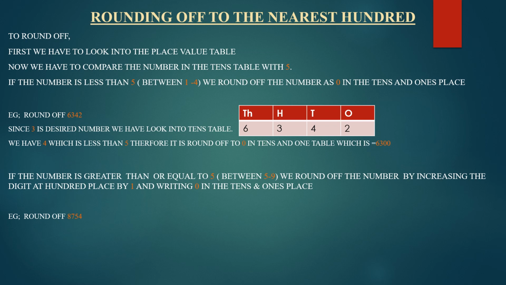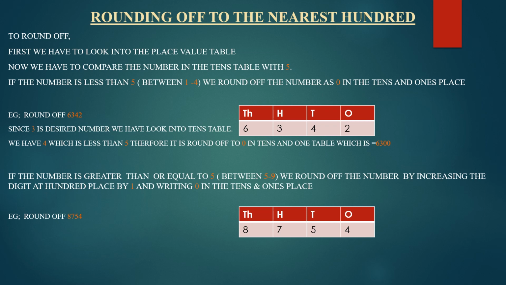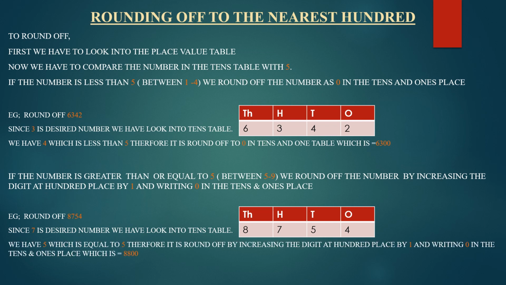You will see an example, 8754, and it is written in the columns. You see 1000, 100, tens and ones. Now the place we have to round off to is 100. So we have 7 as the desired number. Now we look into the tens place, and 5 is equal to 5. Therefore, we round up by increasing the digit in the hundreds place by 1 and writing zeros in the tens and ones places. Therefore, we get 8000.